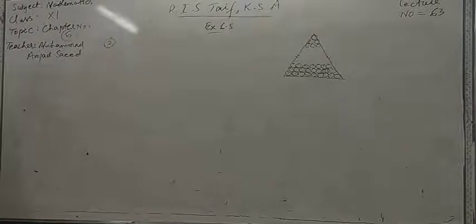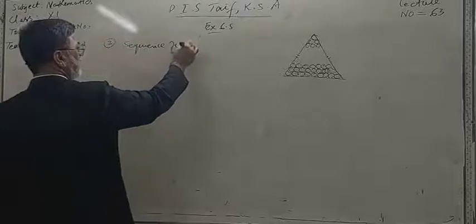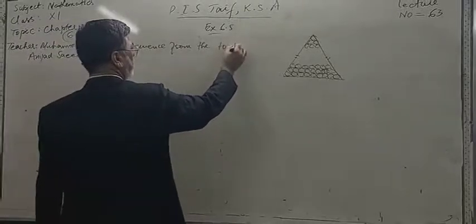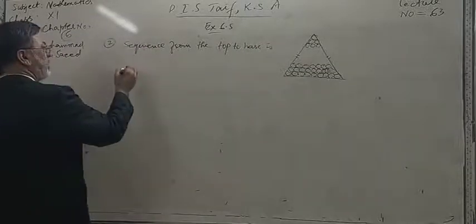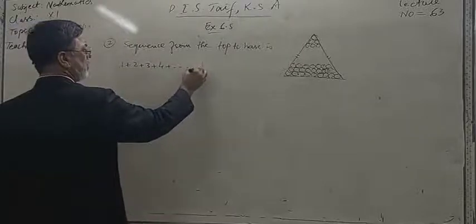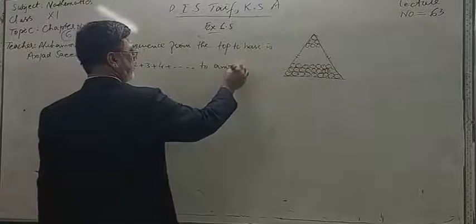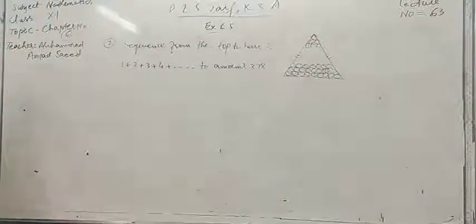And if you write down the sequence from the top to the base, it is 1 plus 2 plus 3 plus 4 and so on, the sum of which is 378. Remember that.